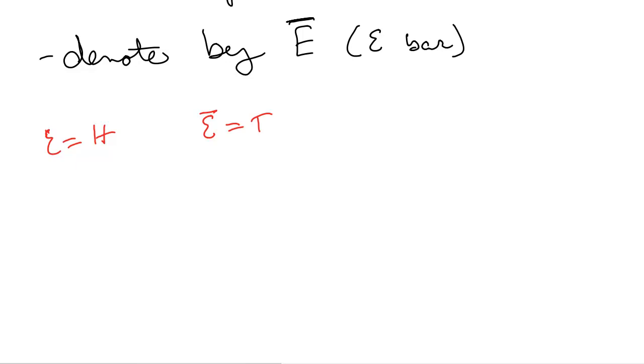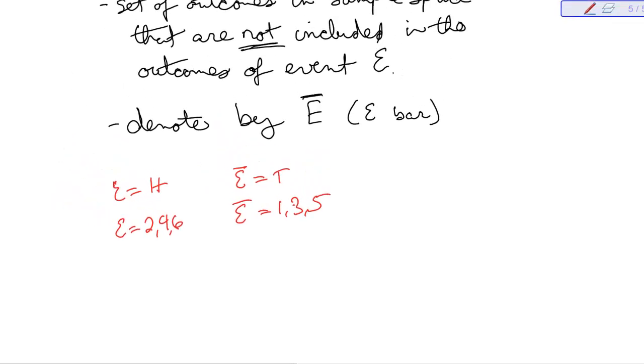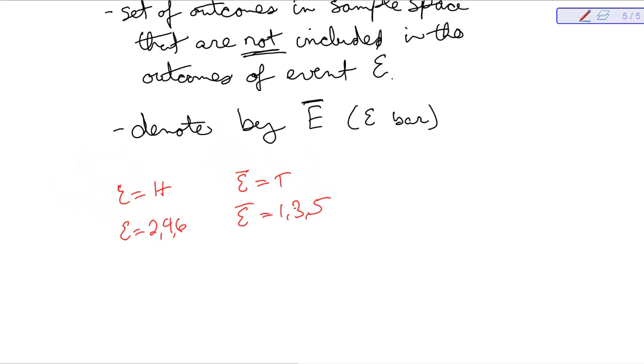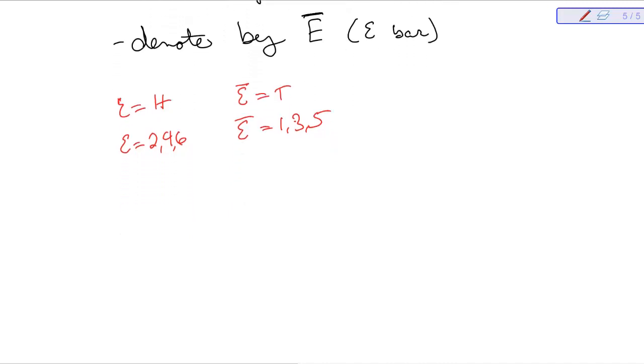So if I'm rolling a die and I say event E is the even numbers, which would be 2, 4, and 6, then the complement of that would be the odd numbers, which is 1, 3, and 5. So it's everything that's not included in our original event that we're talking about.